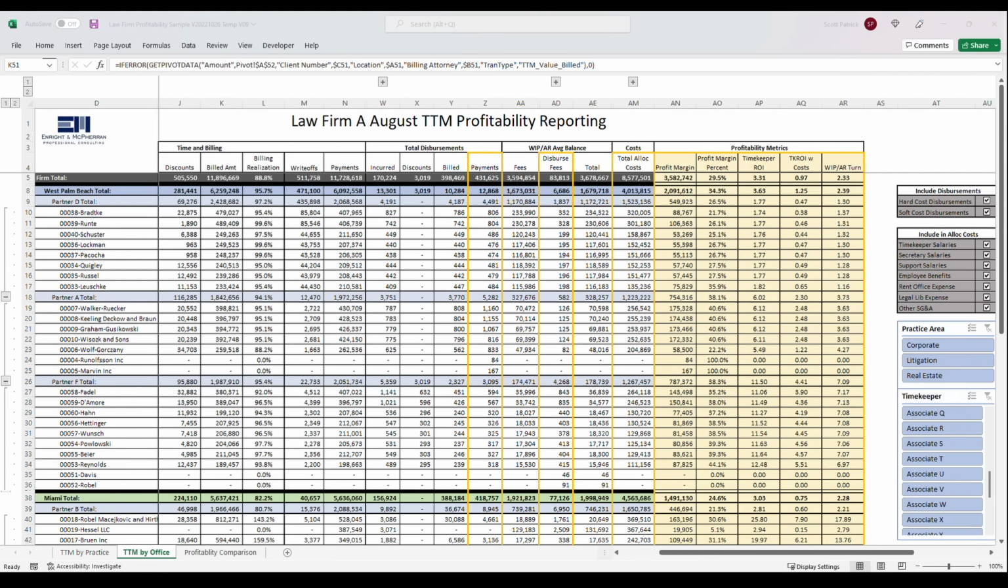Next are the profitability metrics. As with the profitability comparison view, we have the profit margin, dollars, and percent, as well as timekeeper return on investment with and without allocated costs, as well as the WIP AR turn. A key difference in the practice area and office views are the filters on the right.